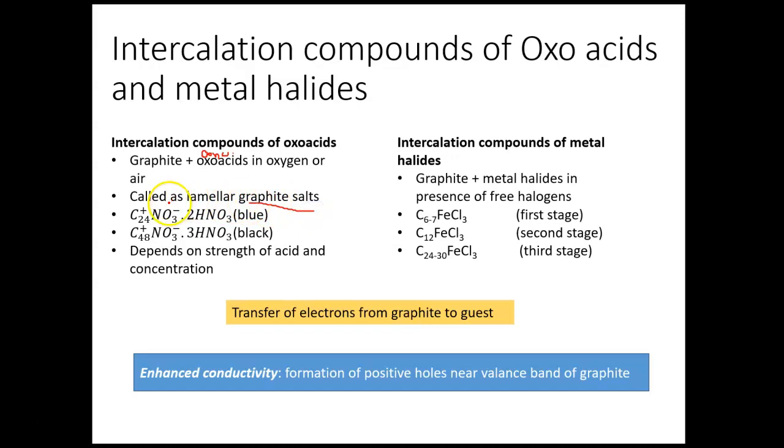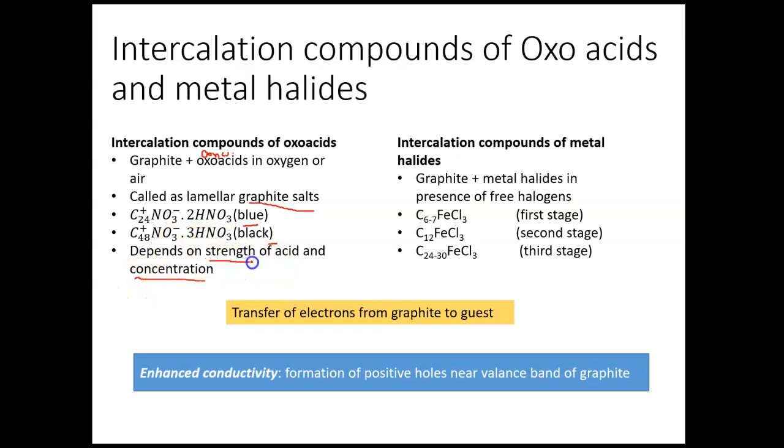These compounds are called lamellar graphite salts, and HNO3, H2SO4 and several other oxoacids can form this kind of graphite intercalation compound. Some examples are C24+ NO3- 2H2O, 2HNO3, which has a blue color, and C48+ NO3- 3HNO3, which has a black color, etc. The extent of intercalation depends on the strength of the acid and its concentration. This is an important concept.